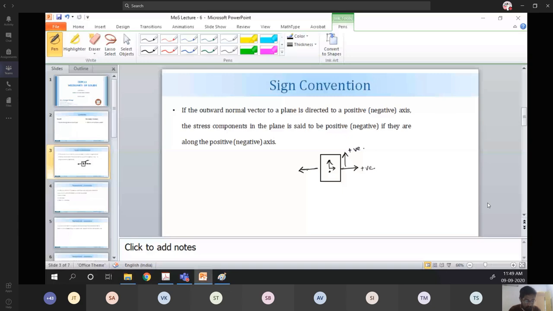It is actually negative in the sense. See, the outward normal vector to this plane is not in the positive direction. It will be in this direction only, which I have drawn here. Then in this direction, the stress component is again in the negative direction, right?